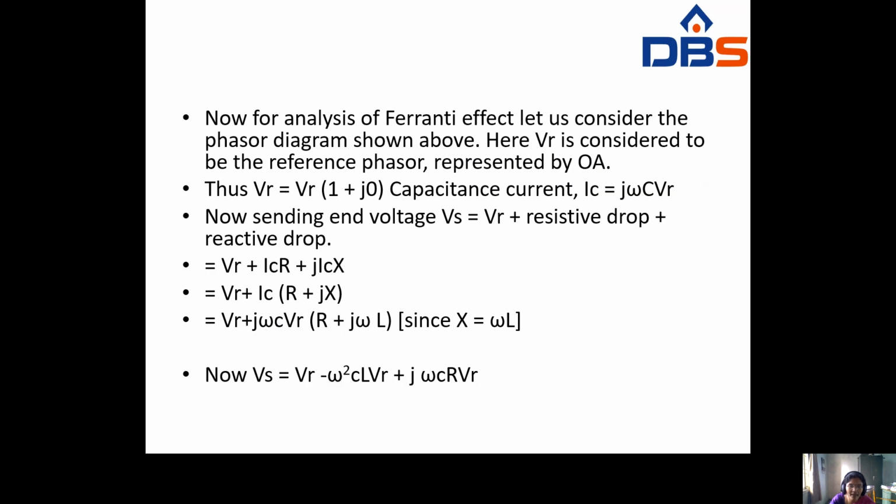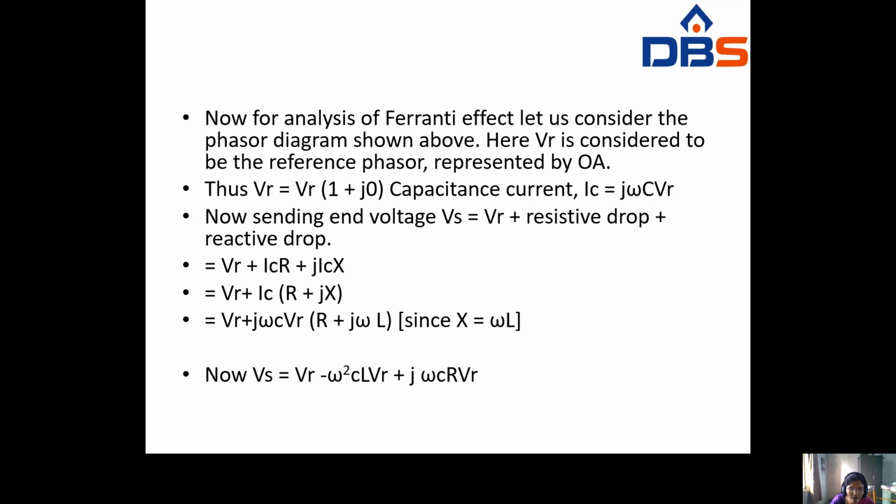Thus VR equals VR(1 + j0). So that means resistance and inductive component. The capacitance current IC equals jωC VR. Now the sending end voltage Vs equals VR plus resistive drop plus reactive drop. That means whenever you add all these drops to VR, the receiving end voltage value will be more. So VR plus ICR plus jICX.